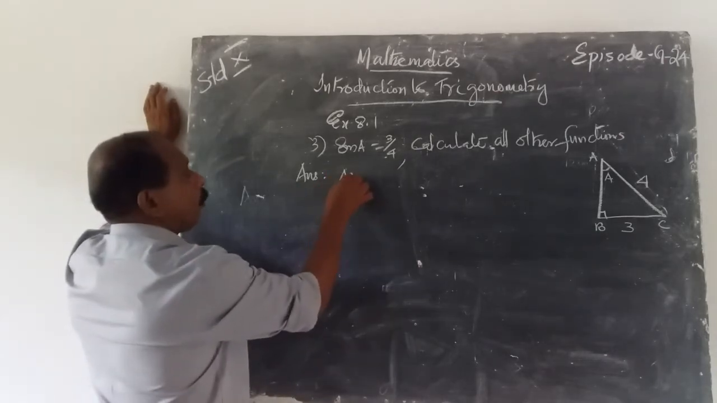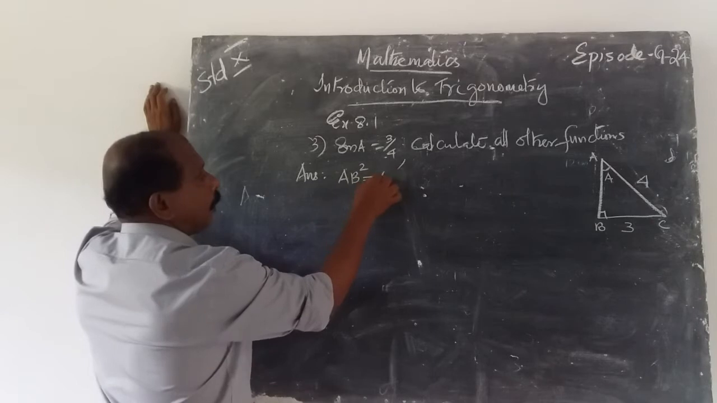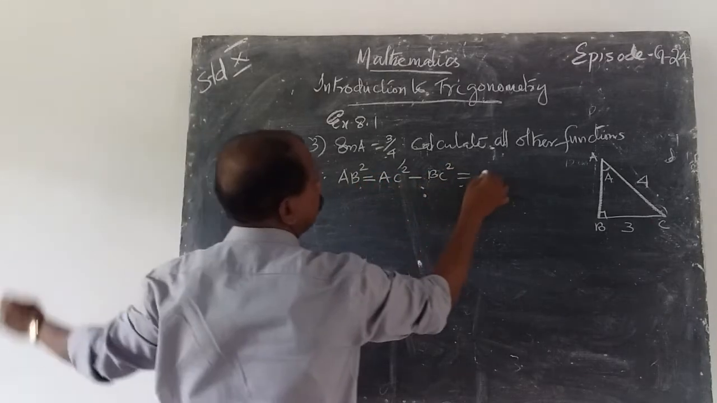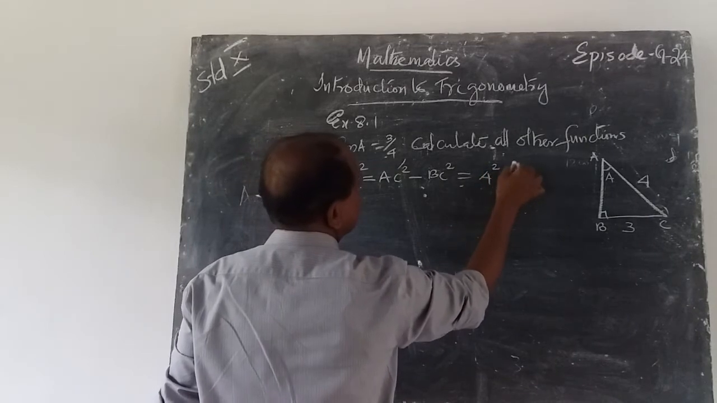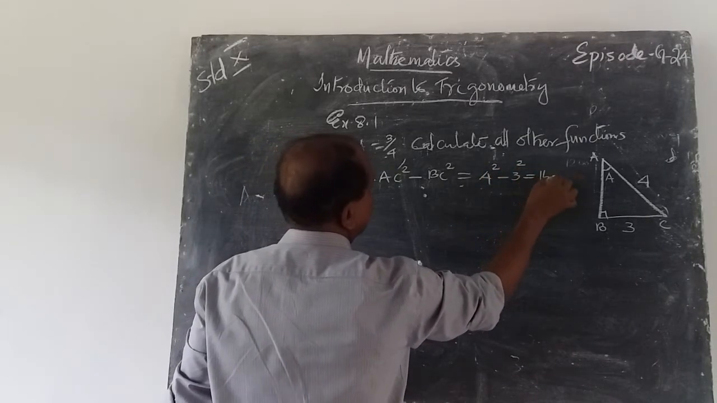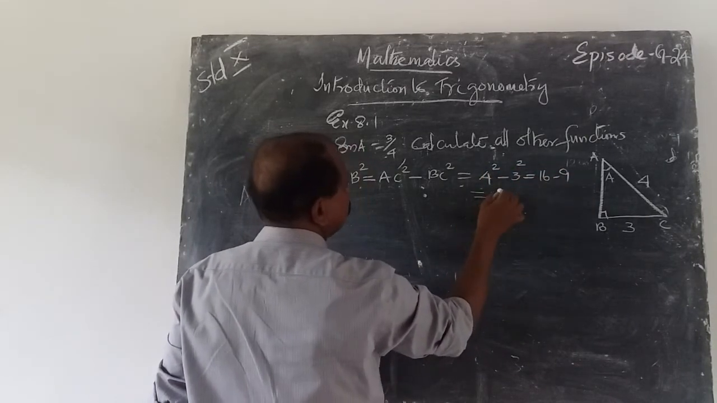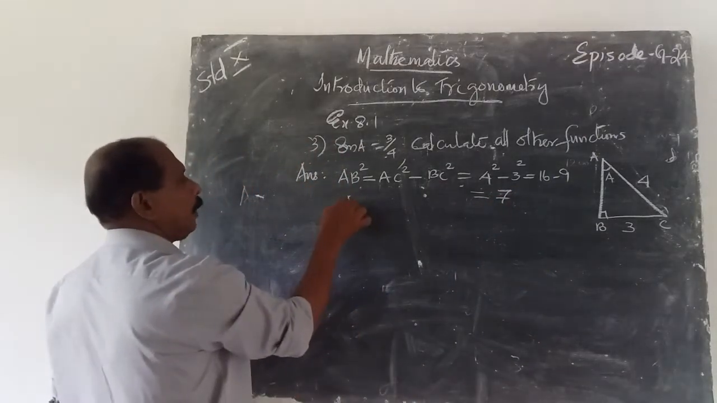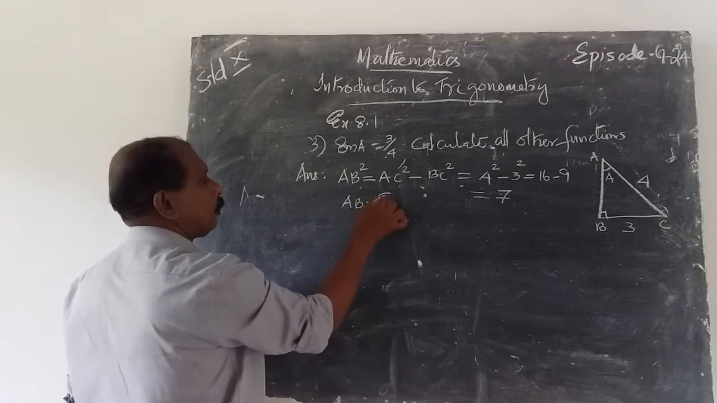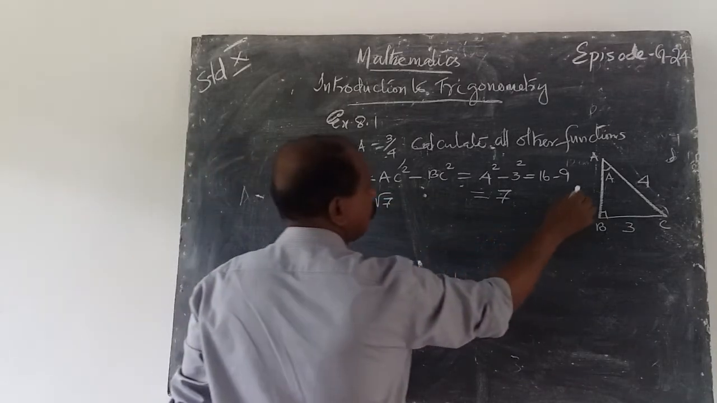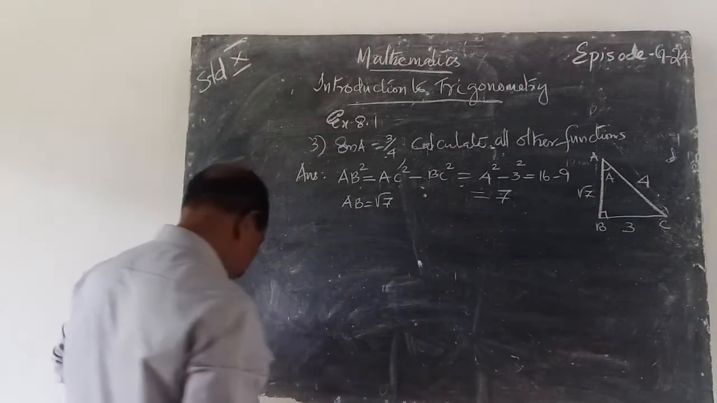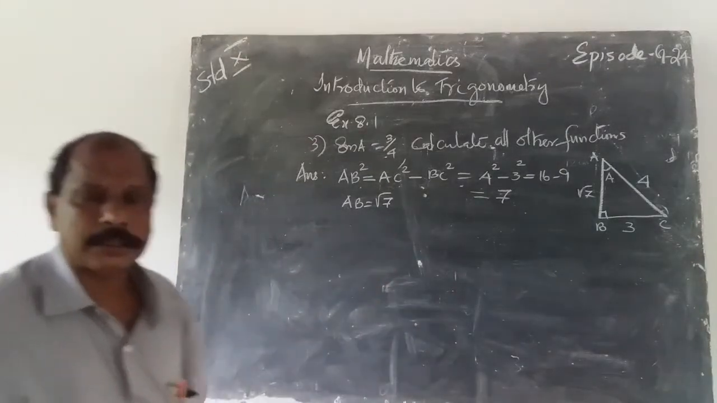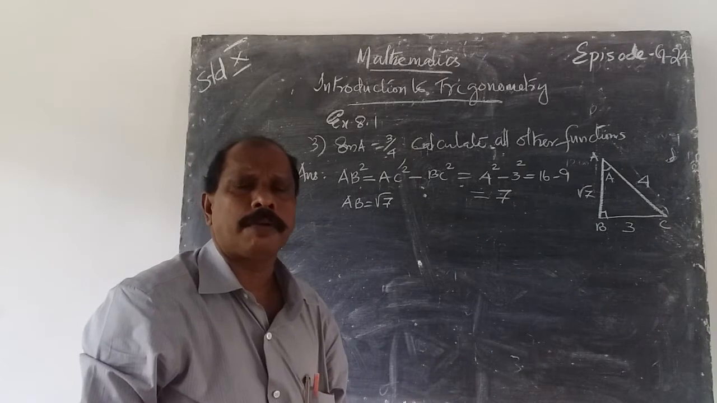AB square is equal to hypotenuse square minus base square, which is 4 square minus 3 square, equal to 16 minus 9, equal to 7. Therefore, AB is equal to root 7. Therefore, we get all the sides. Then we can find out all of the functions.